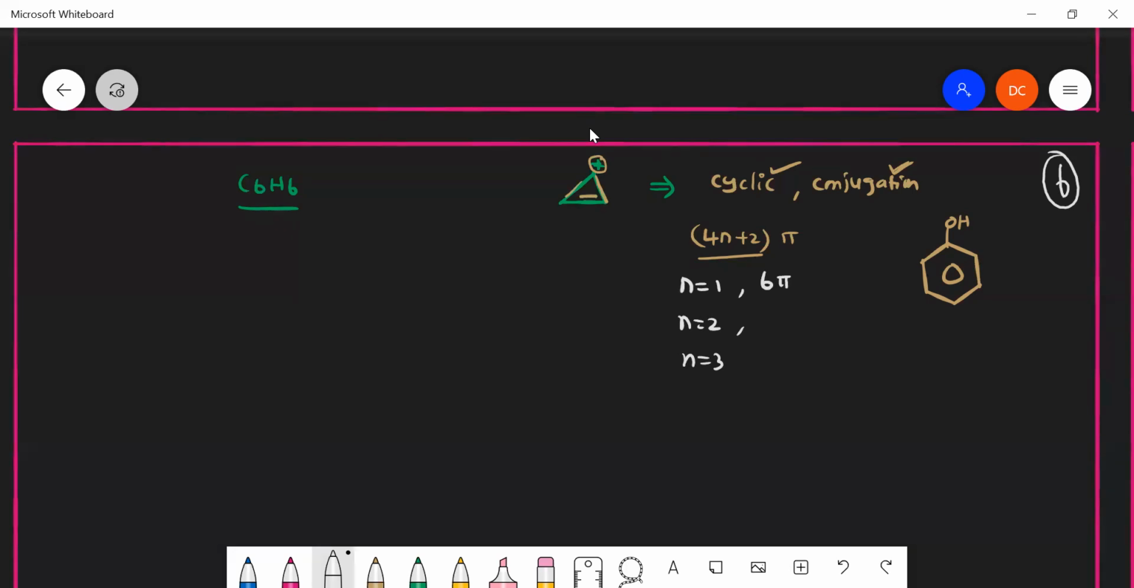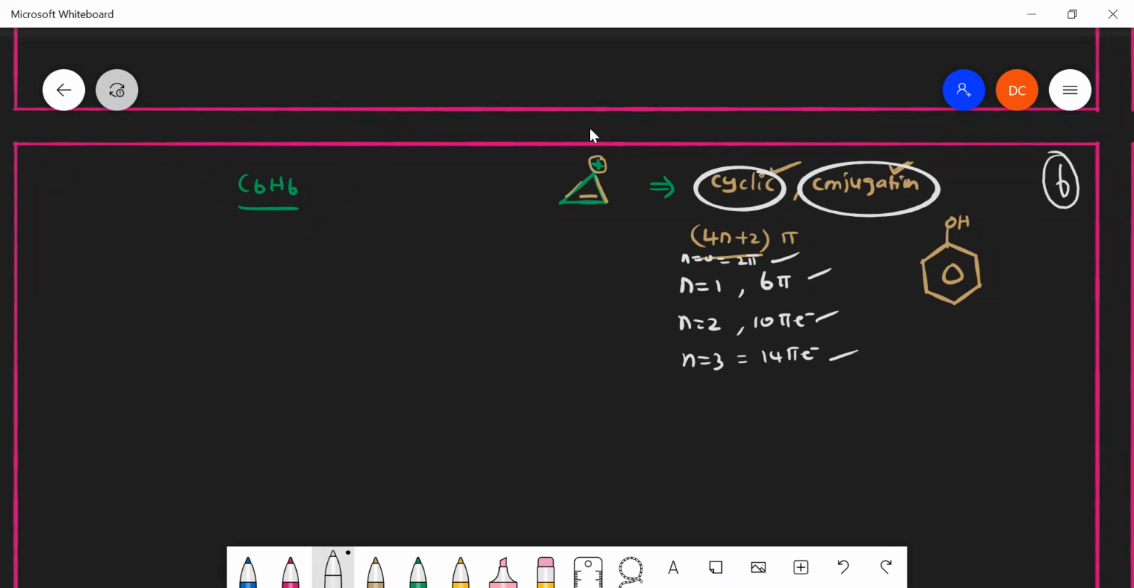6 pi electrons. If n equals 0, then 2 pi electrons. If n equals 2, 4 into 2, 8 plus 2, 10 pi electrons. Then a 14 pi electron system. So likewise, 2 pi electron, 6 pi electron, 10 pi electron, 14 pi electron systems. And also it should be cyclic and it should have conjugation.